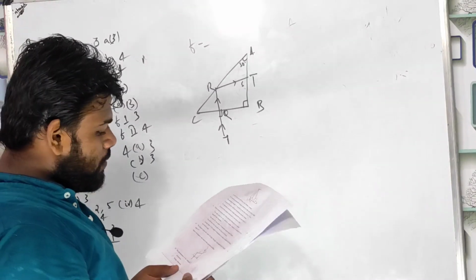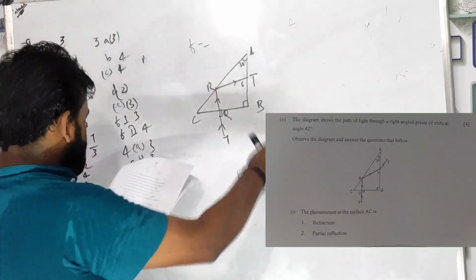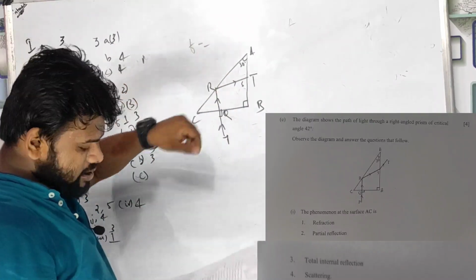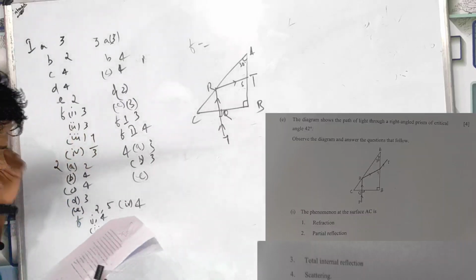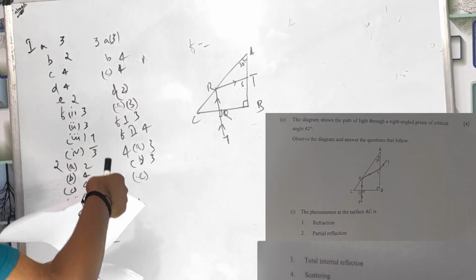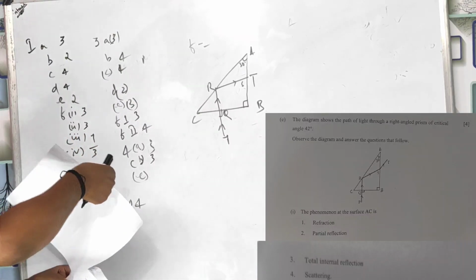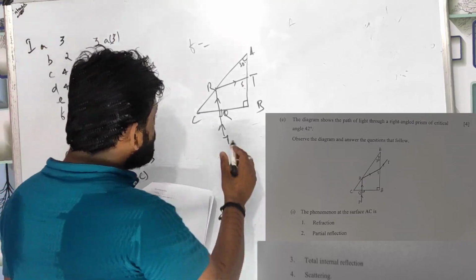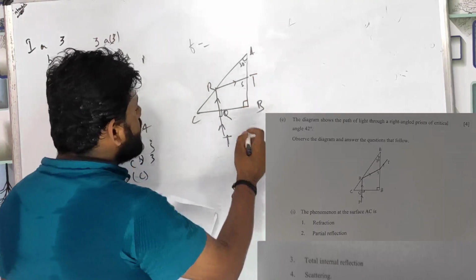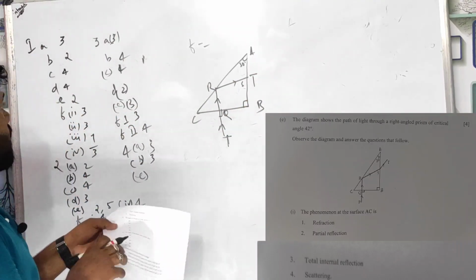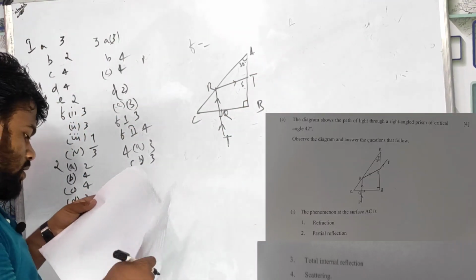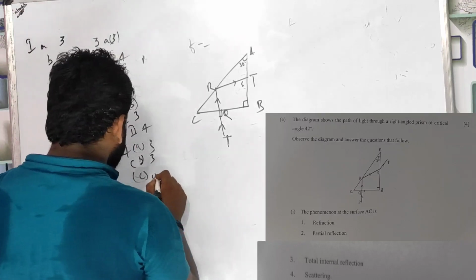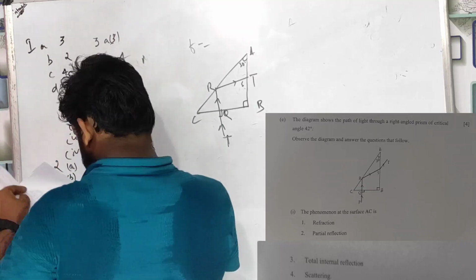Bit 1, the phenomenon of surface AC is refraction. AC का क्या होता है, रिफ्रैक्शन होता है. नहीं होगा, पार्शियल रिफ्रैक्शन. नो. Then TIR. Yes, it is a TIR. ओ तेरी तो TIR is the correct answer. Bit 1, it is saying F, right?